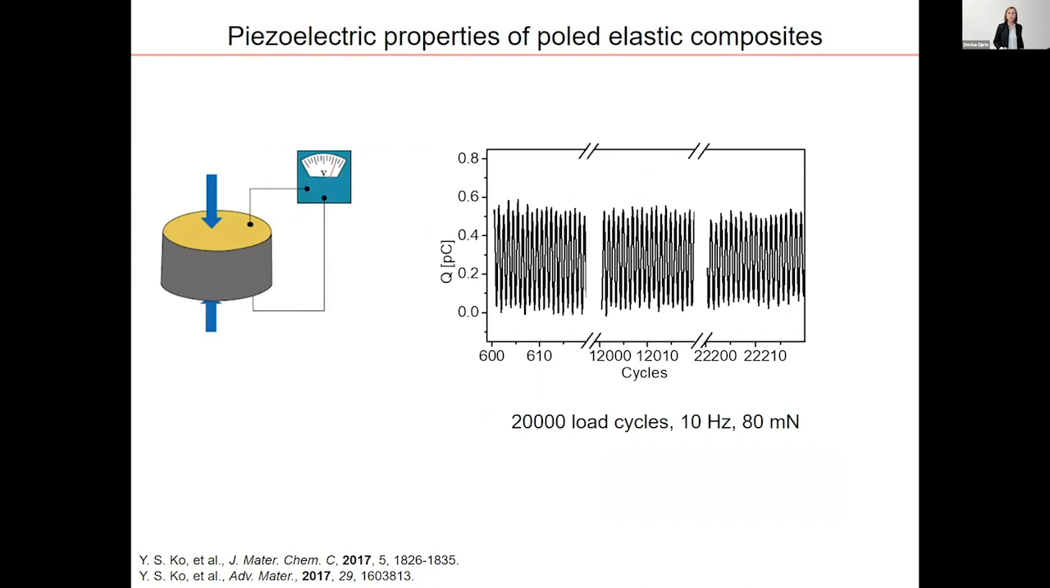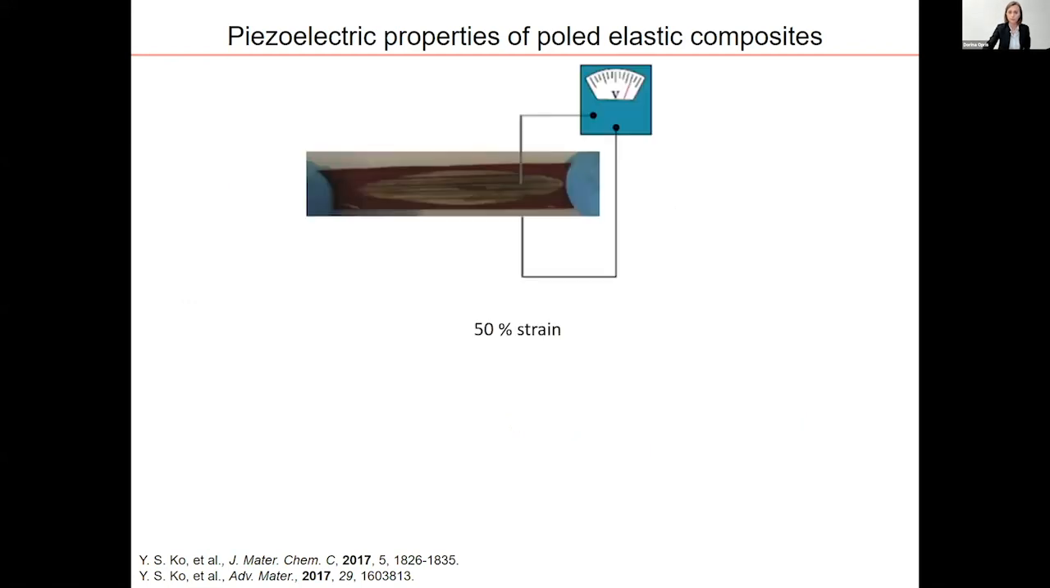So what you can see in this graph is the charge which is generated when the material is stressed at about 10 Hertz, and we apply a pre-force of 80 nanometer. So you can see that the amount of charge generated is quite reversible over 20,000 load cycles. So it's quite reversible.